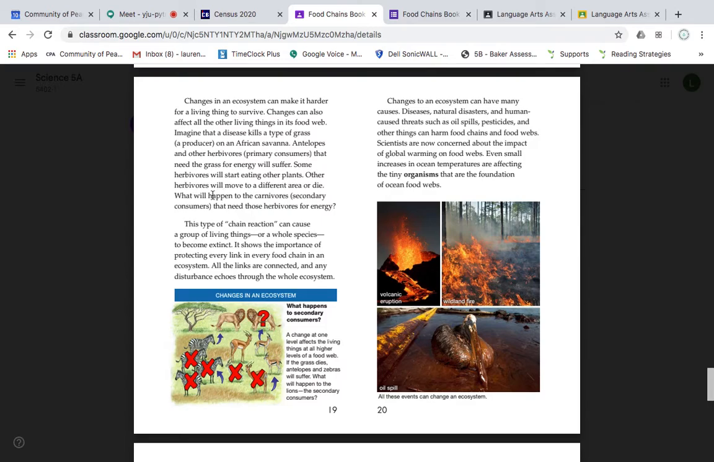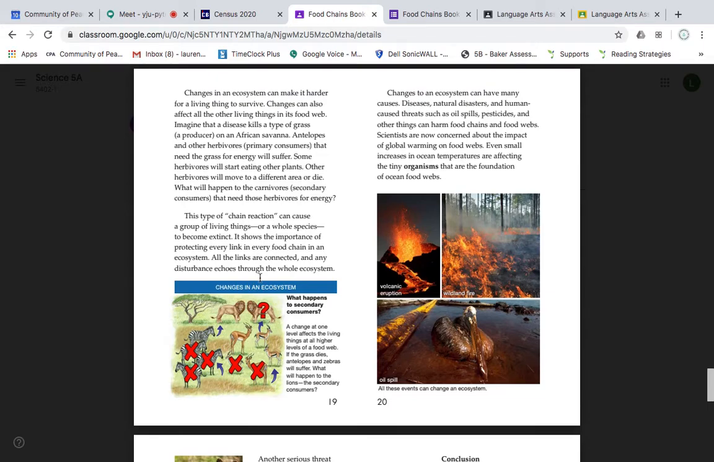There's no grass for the antelopes to eat, so the antelopes are going to die. And if the antelopes are going to die, what happens to the animals that need to eat the antelopes? This type of chain reaction can cause a whole group of living things or a whole species to become extinct. It shows the importance of protecting every link in every food chain in an ecosystem. All the links are connected, and any disturbance echoes through the whole ecosystem.